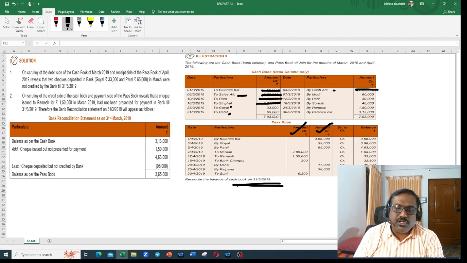By Modi 60,000. What does it mean? Check issued to Modi on 7th March. Is there in the payment side a check of Modi's amount? Has the Modi check been debited in the passbook? It is not there in April.